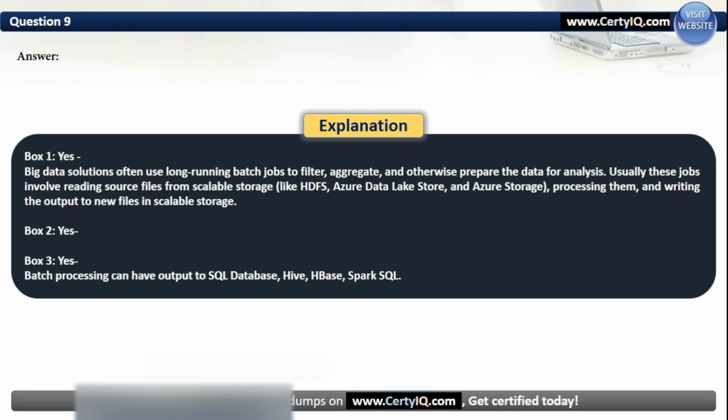About box 1, big data solutions often use long-running batch jobs to filter, aggregate, and otherwise prepare the data for analysis. Usually, these jobs involve reading source files from scalable storage, processing them, and writing the output to new files in scalable storage. About box 3, batch processing can have output to SQL database, Hive, HBase, and Spark SQL.